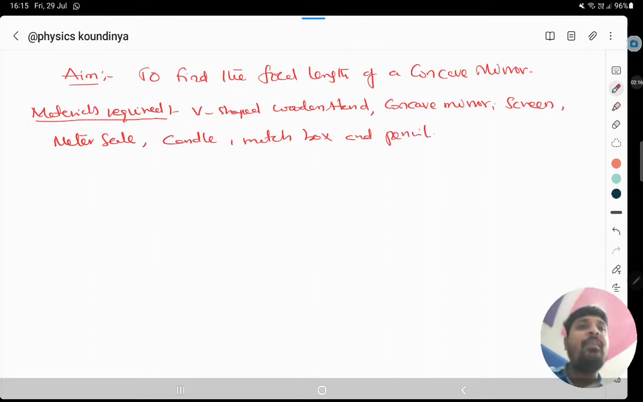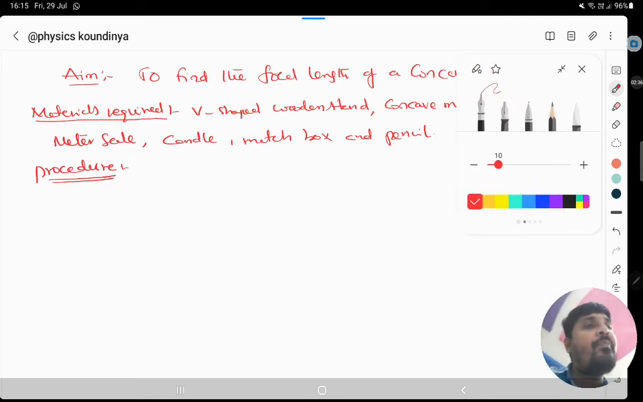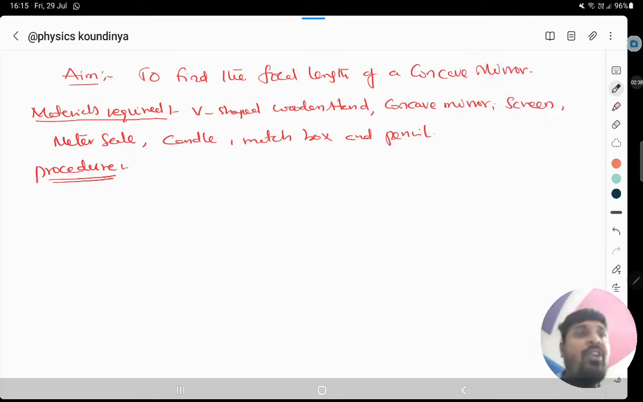So what are the materials required by us? V-shaped wooden stand, the concave mirror, screen, meter scale, candle, matchbox and pencil. Now we are going to look at the procedure of conducting the experiment. First of all, we are going to draw the diagram in the procedure.